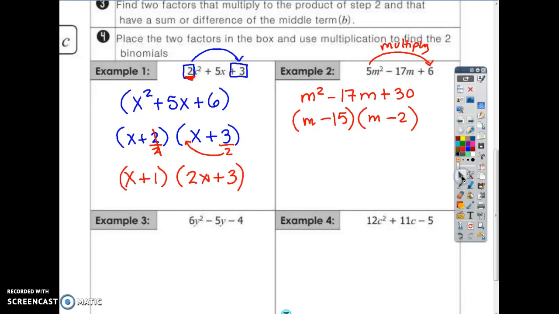Now, I don't want you to forget that there was a 5 in the front. Please do not forget about the 5, because if not, you're going to get it wrong. m times m does not give me 5m squared. So I have to make sure that I remember the 5. Divide both by 5. Okay? What's 15 divided by 5? 3. So that's a negative 3. That's m minus 3, one of my factors. And this one I cannot divide, so I'm going to move this over to the front. So it becomes 5m minus 2. 5m times m is 5m squared. Okay?